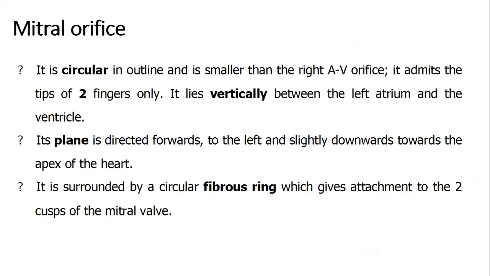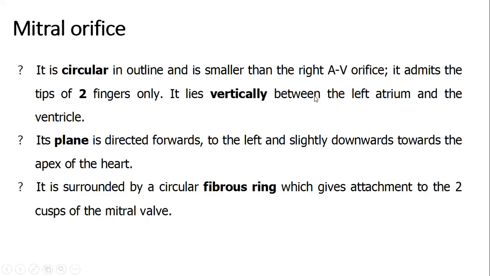Okay. Now going to the third orifice, that is the mitral orifice, the most important. Clinically, this is the most important because this usually gets damaged and all the problems related to that will be because of this mitral orifice. It is circular in outline and is smaller than the right AV orifice. It admits the tips of two fingers only. As we saw in the tricuspid, tips of three fingers can enter, but in case of the mitral orifice, this is much smaller, so it can admit only the tips of two fingers.